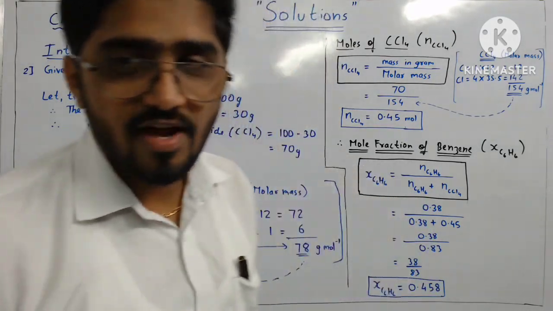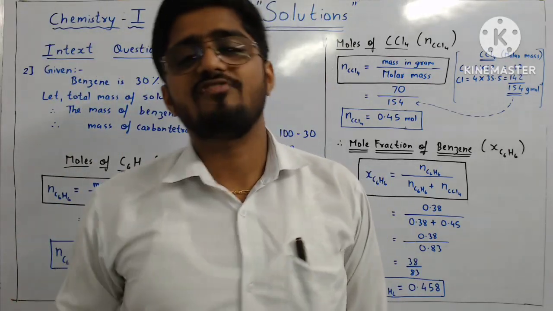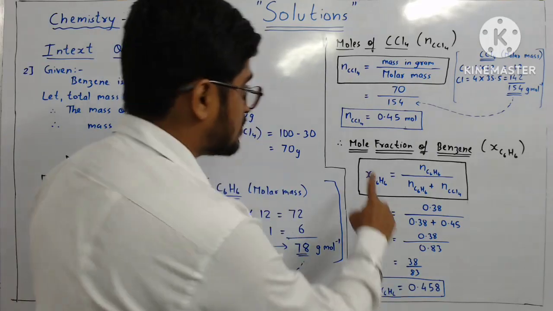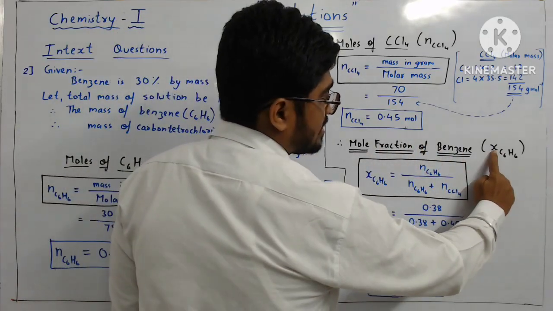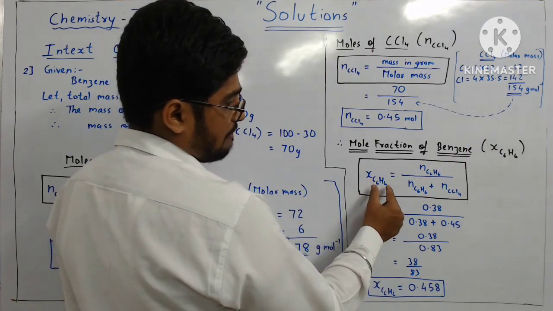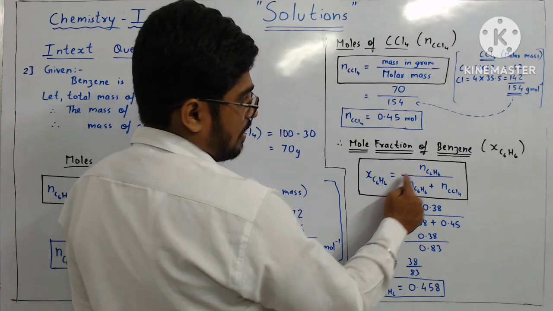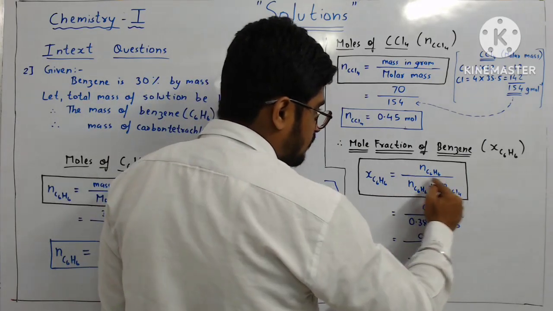Then how to find it? Just imagine its formula. What is the formula to calculate the mole fraction of benzene? Mole fraction is denoted by the symbol X. So the mole fraction of benzene, X, is equal to the number of moles of benzene divided by the number of moles of the whole solution.